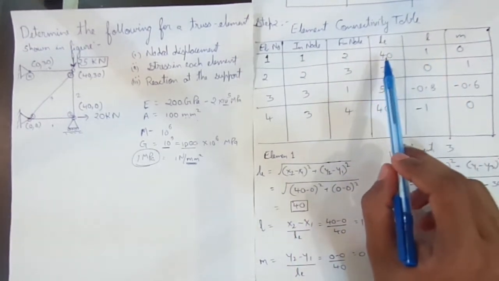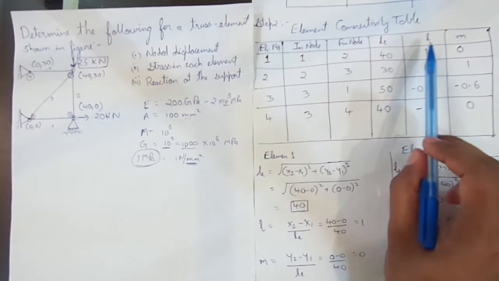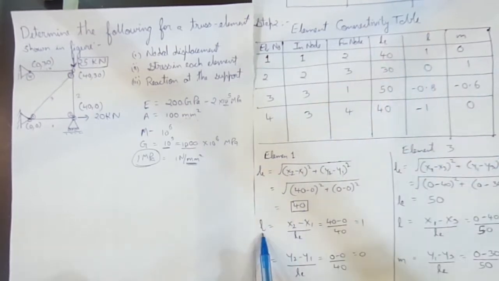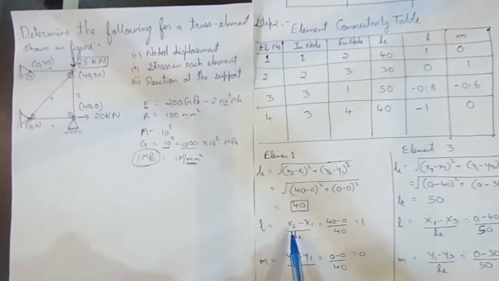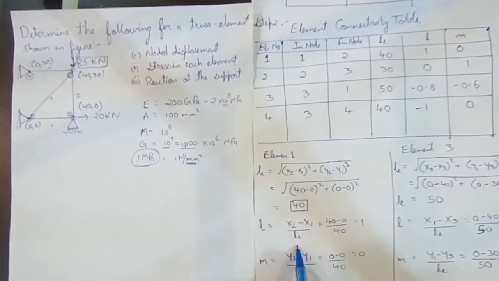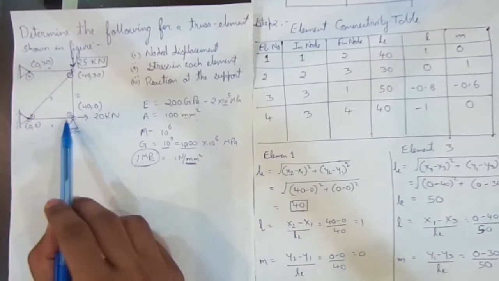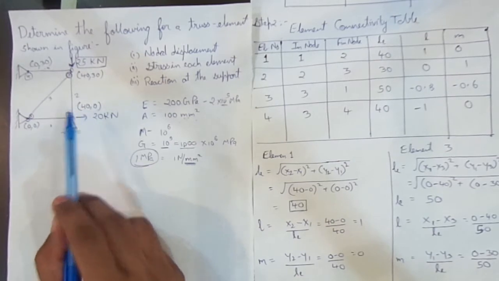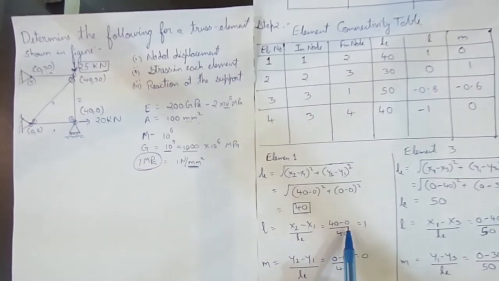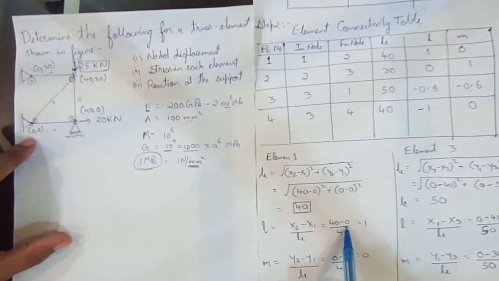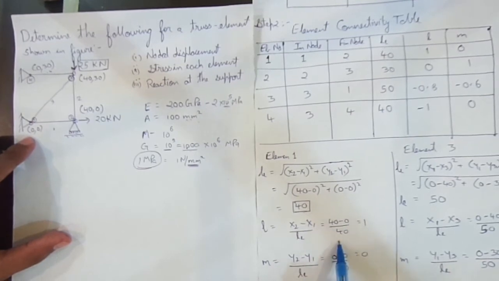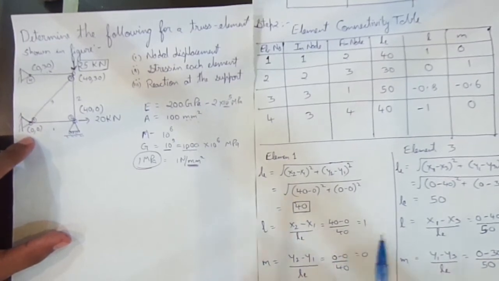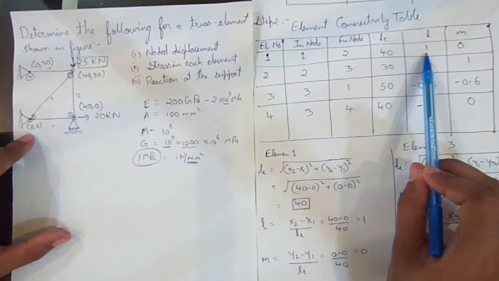Now you got LE. Now you have to find L, right? So L, what is the formula? (x2 minus x1) by LE. x2 is nothing but here. This element x2, 40. x1 is 0 here. 40 minus 0 by 40 is equal to 1. So only I have written L is 1.